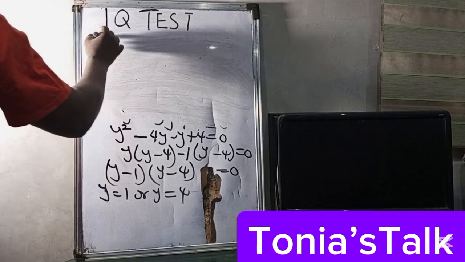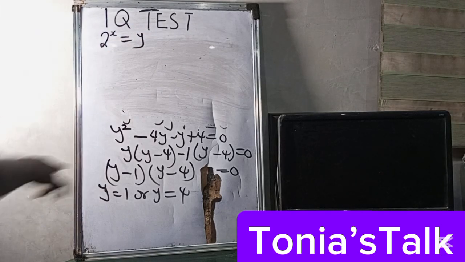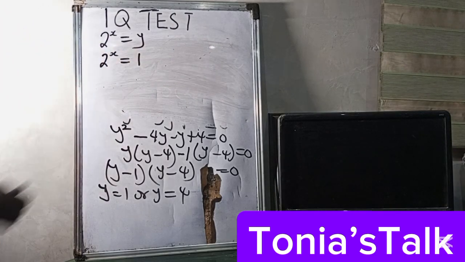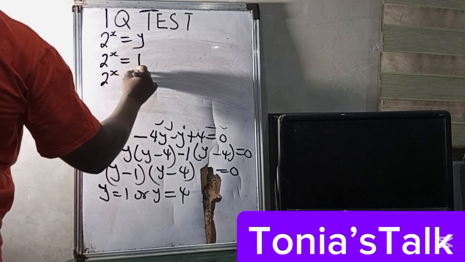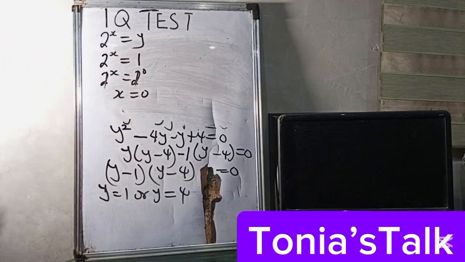So since 2 raised to power x is equal to y, when y is equal to 1, we have 2 raised to power x to be equal to 1. Anything raised to power 0 is 1, so we can change 1 to base 2 and raise it to 0 since it's still 1. So we have 2 raised to power x to be equal to 2 raised to power 0. Here cancel here and x is equal to 0.